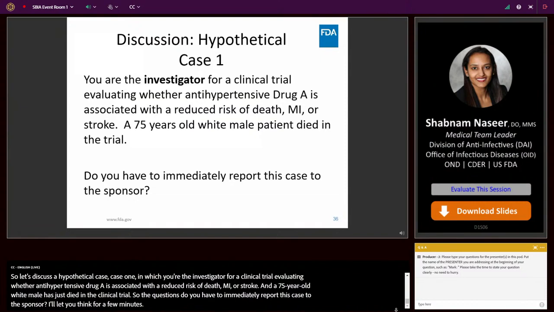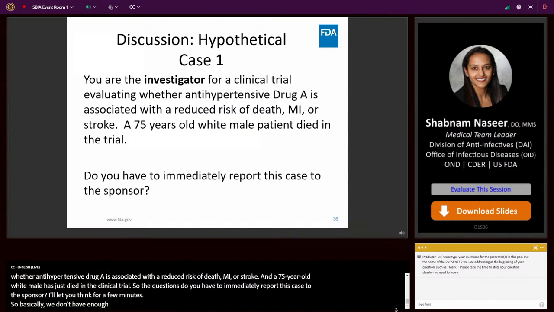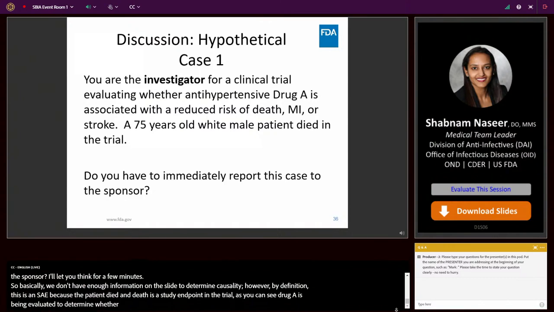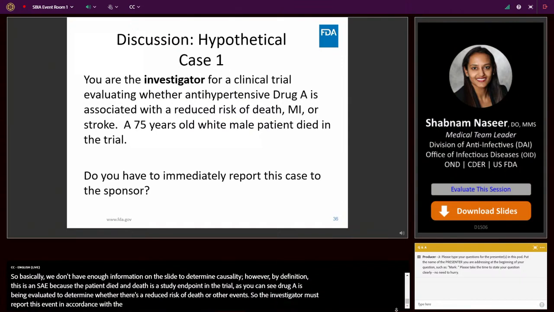So basically, we don't have enough information on the slide to determine causality. However, by definition, this is an SAE because the patient died, and death is also a study endpoint in this trial, as you can see that the drug A is being evaluated to determine whether there's a reduced risk of death or other events. So the investigator must report this event in accordance with the protocol, since it's a study endpoint, that's an SAE, unless there's evidence indicating that the SAE is causally related to the drug.